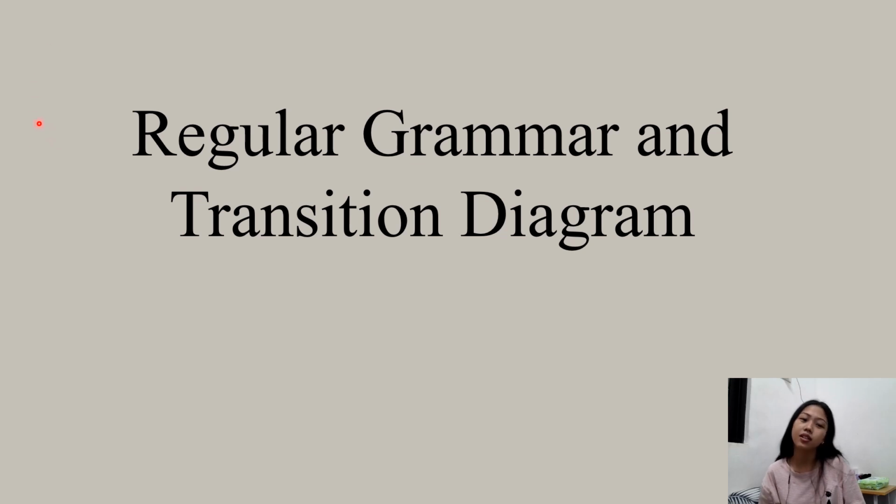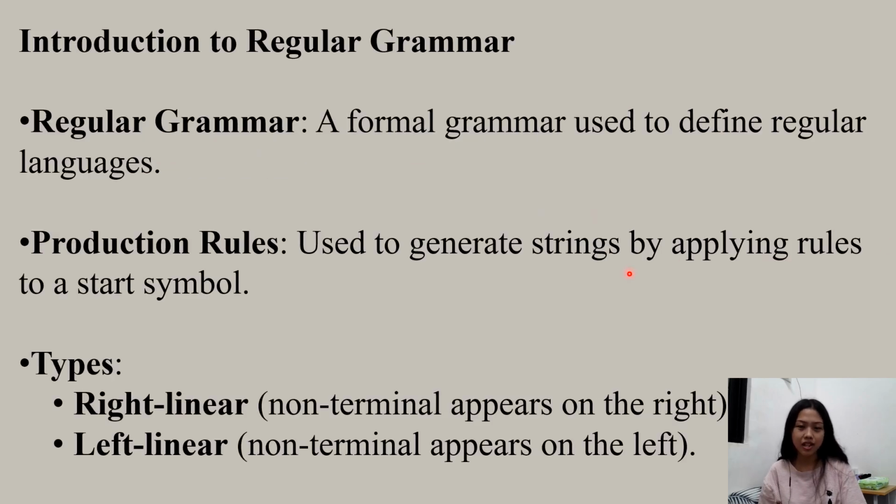Good day, everyone. Our topic for today is regular grammar and transition diagram. Regular grammar is a formal grammar used to define regular languages. It is used to generate strings by applying rules to a start symbol.